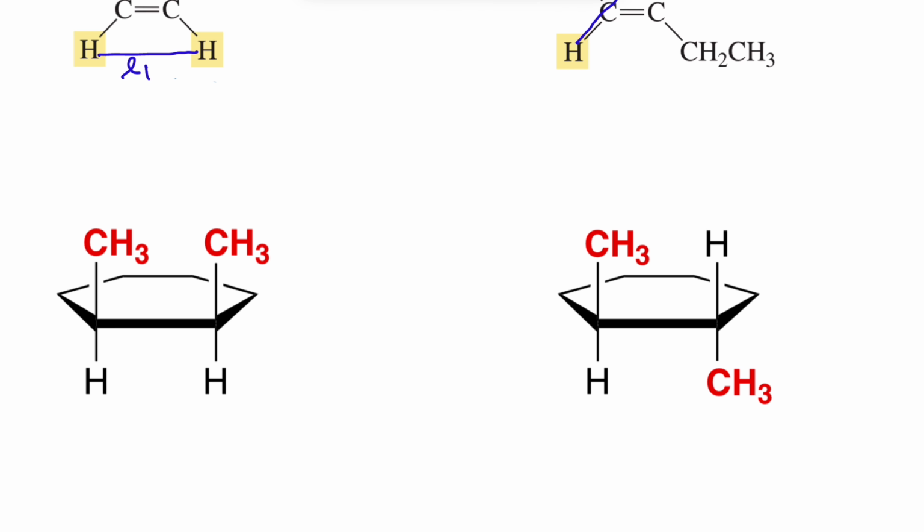And if you see the distance between two methyl groups, this is L1, and here the distance between two methyl groups is L2. If you compare L1 and L2, no doubt L2 is greater than L1. So the spatial orientation is different. Here in the first example, methyl groups are on the same side of the planar ring. Here methyl groups are on the opposite side.